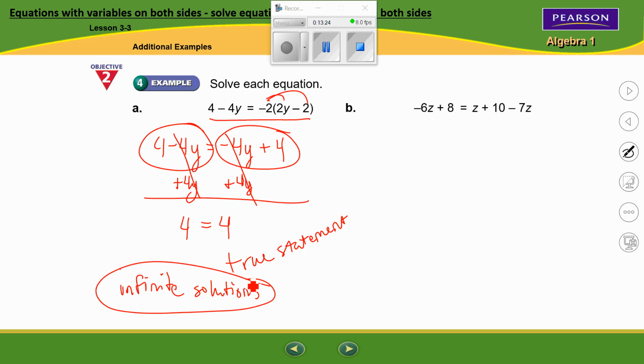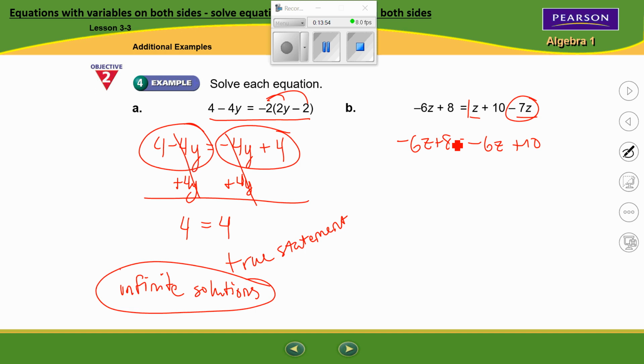All right, coming over here on this side, I see 2 variables on one side. Do I go back to my brain cells? Common terms or like terms, we want to group them together. So we got z, 1z, and then a negative 7z. So 1 minus 7 is negative 6z plus 10. And we have negative 6z plus 8.